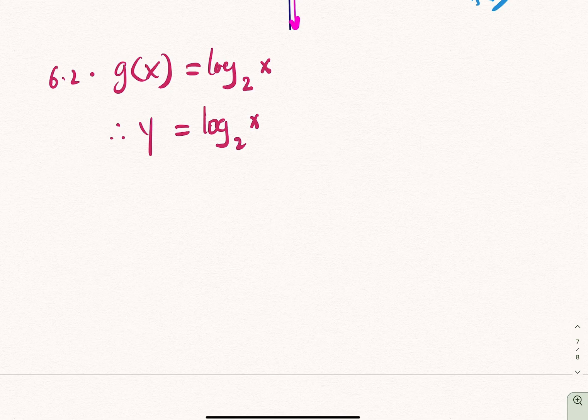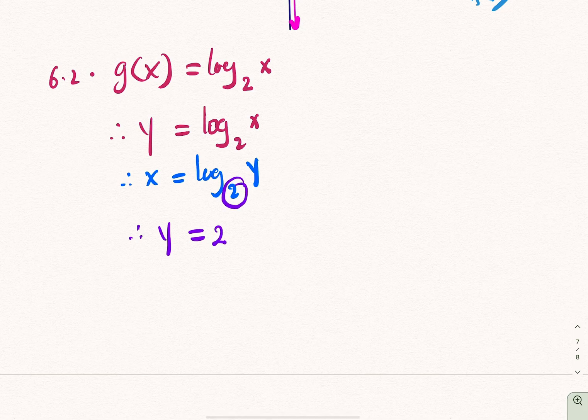How do you get the inverse? You interchange the x and y. That means y becomes x, and x becomes y. So you're going to get x equals log base 2 of y. You need to apply properties of logarithms to say that y is equal to the base 2 to the exponent x. So you're going to get 2 to the exponent x. So this is the inverse.